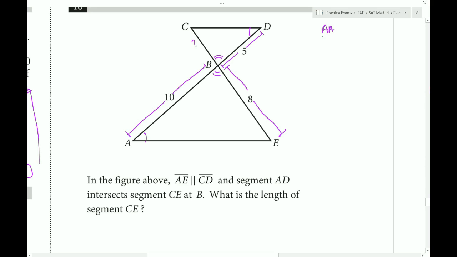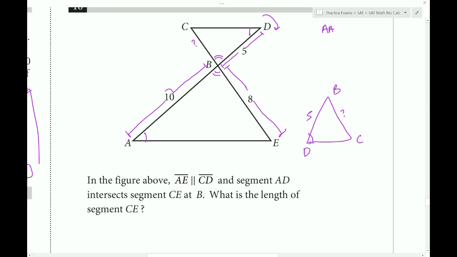So the best option oftentimes with similar triangles is to reorient the triangles so that they are in the same orientation. If I rotate this smaller triangle around 180 degrees, then B would be at the top, D would be on the left-hand side, and point C would be on the right-hand side. Now it's in the same orientation as the big triangle. So now let me just rewrite the sides. BD is 5, that's here. CB is unknown.